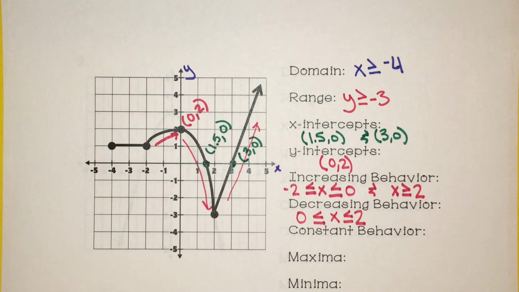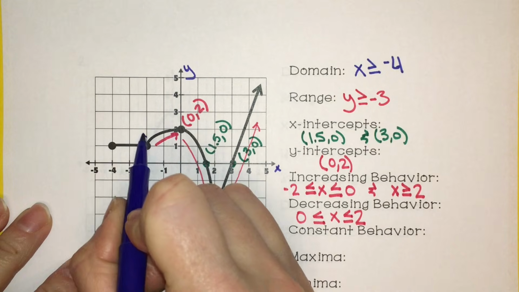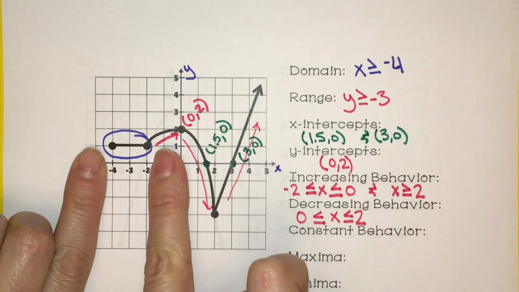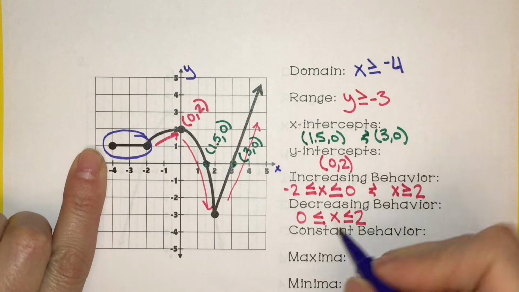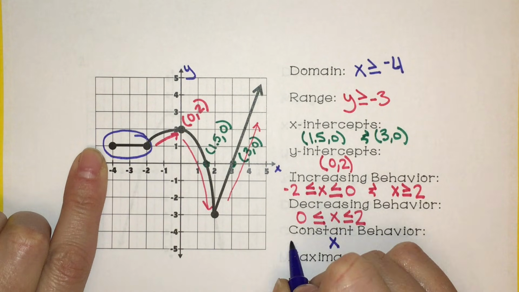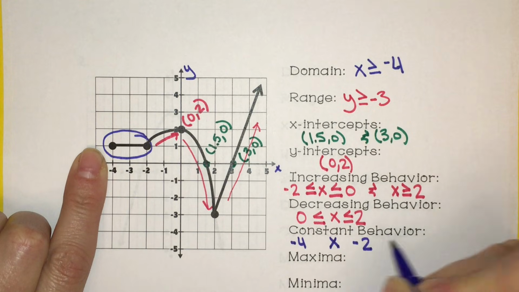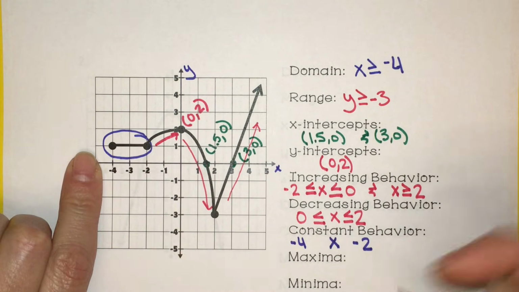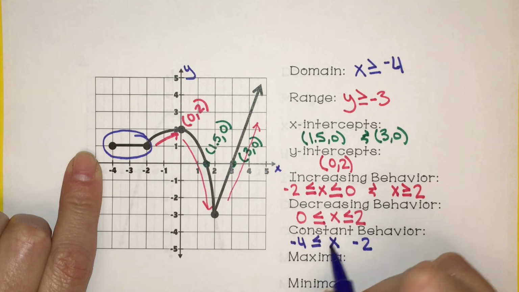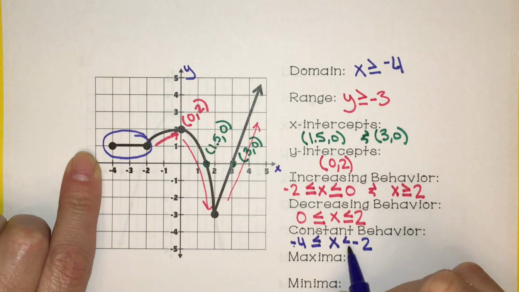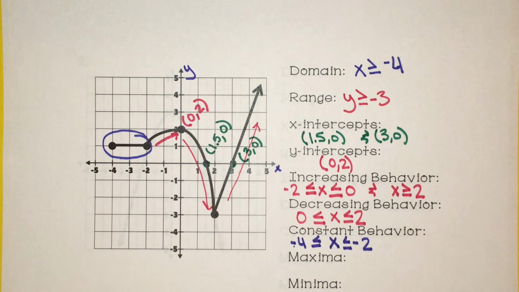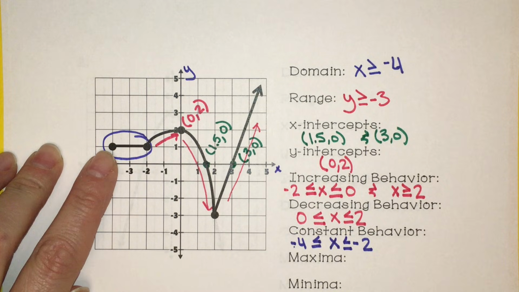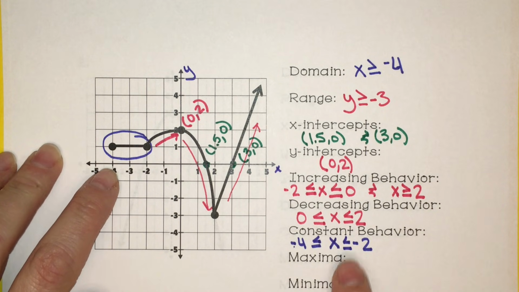All right, we do have a constant behavior on this one. We have a flat horizontal line right here. So it's between the x values of -4 and -2. The constant behavior falls between -4 and -2. So x is greater than or equal to -4, and x is less than or equal to -2. If one of these had been an open circle, it would have been strictly greater than or less than. Because they're closed, they're both or equal to.